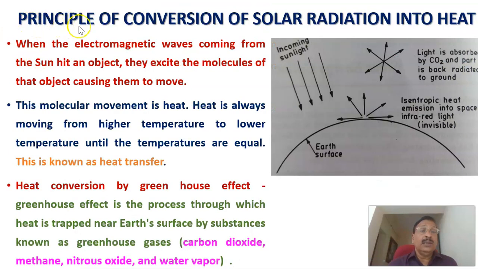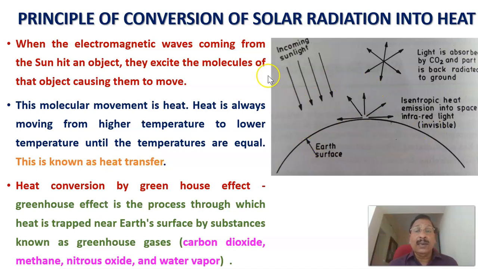Now coming to the principle of conversion of solar radiation into heat. When the electromagnetic waves coming from the sun hit an object, they excite the molecules of that object, causing them to move. And this molecular movement is the heat. And heat is always moving from higher temperature to lower temperature until the temperatures are equal. And this is what we know as heat transfer. The process we call heat transfer.